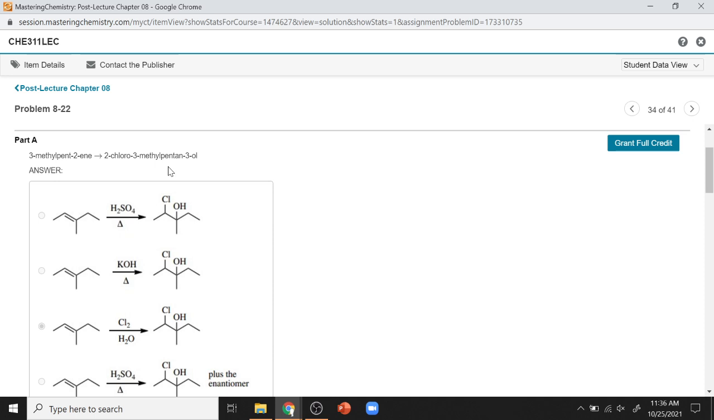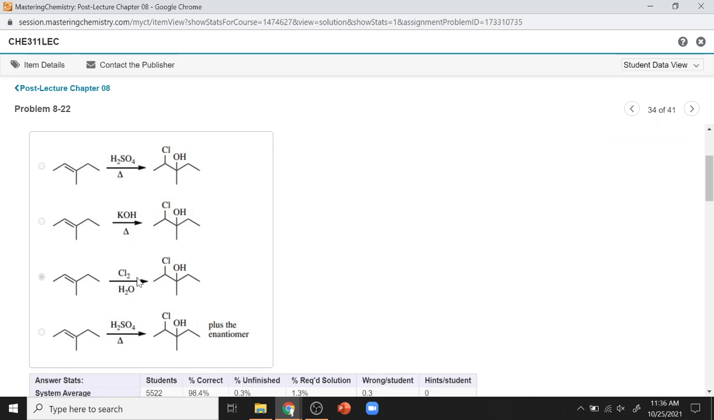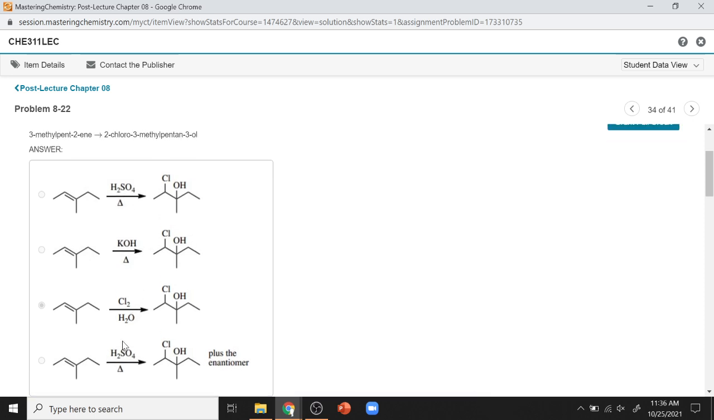So automatically we know anything that doesn't have chlorine and an alcohol in it is out. Does anybody know what the simplest alcohol is called? Water. Water is the simplest alcohol, okay? So we can look for water, right? We need chlorine, we need water, some way, somehow. None of these other things have chlorine or water, right?